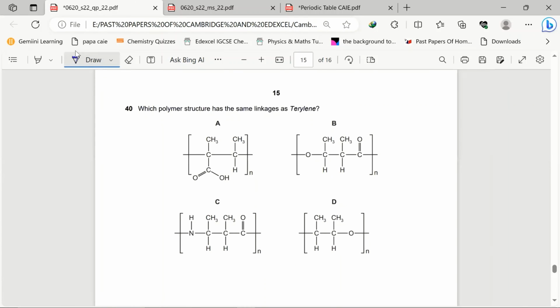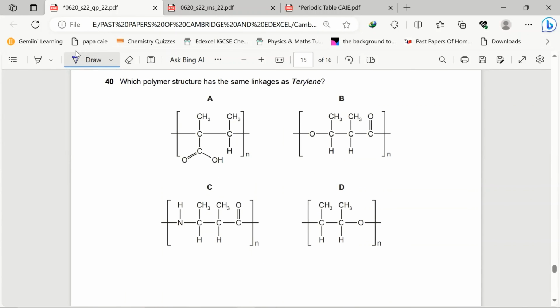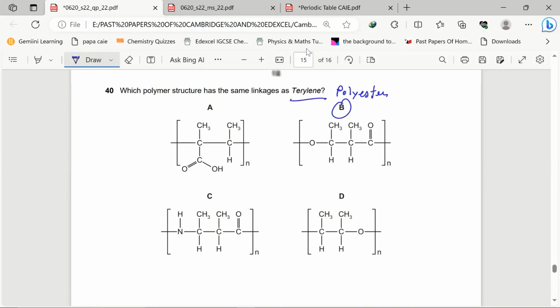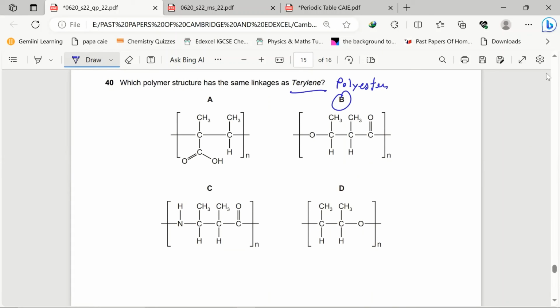Last question, number 40. Which polymer structure has the same linkages as terylene? Terylene is a polyester, right? It's a polyester. Which polymer structure has the same linkages as terylene? So in terylene, we know we have C double bond O. So this should be C double bond O, and on another side we have O. So this should be the correct answer, B. So B is the correct answer, and this ends the paper.